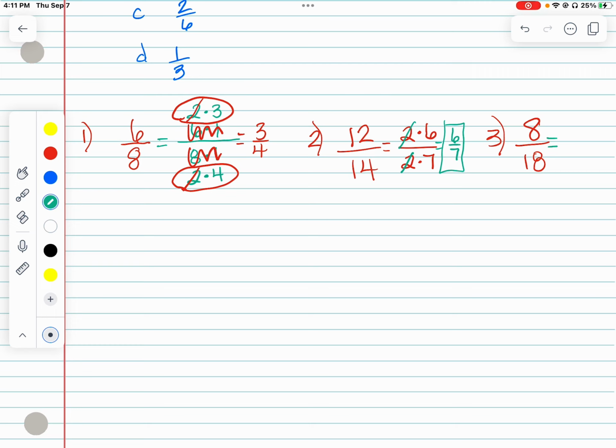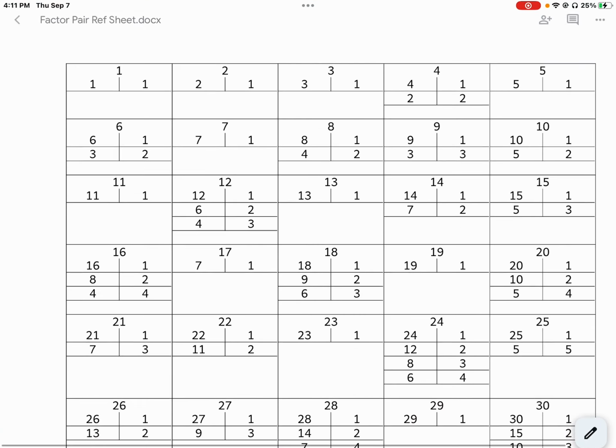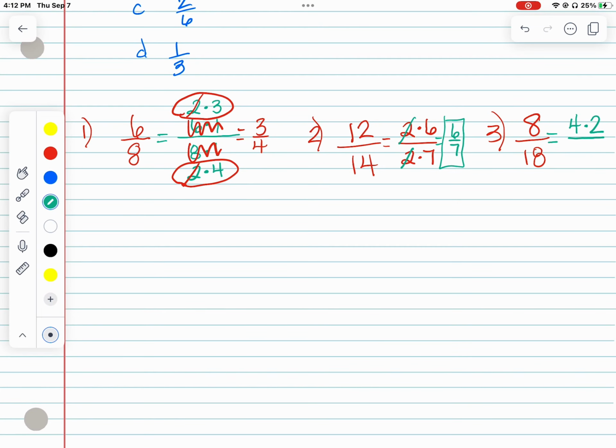Now here, 8 is only 4 times 2. But if I look at 18, 18 only has a 2. It doesn't have a 4. So I'm going to choose the 9 times 2. And the matchy-matchy cancel. And whatever's left is my answer.